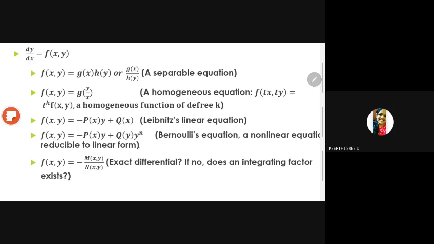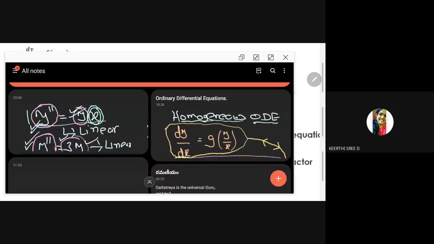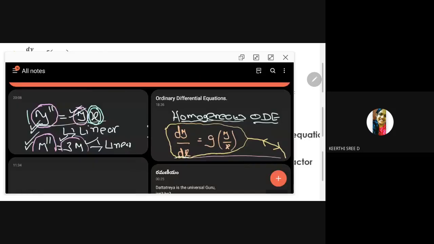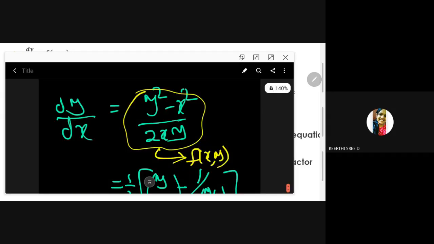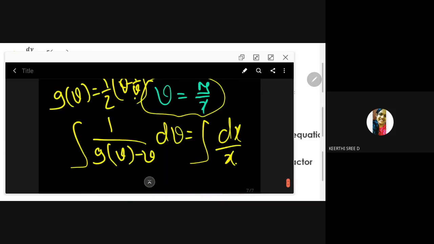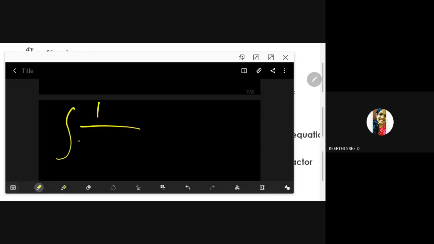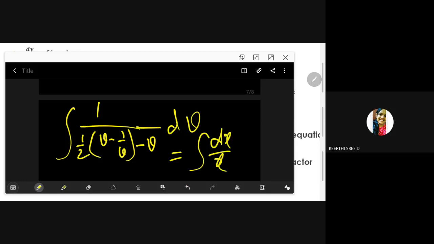Yeah, this is right. So now I write this equation as the integral of 1 by z of v minus v dv, where z of v is half into v minus 1 by v, is equal to dx by x. Don't worry about the constant. It's not a serious thing here.